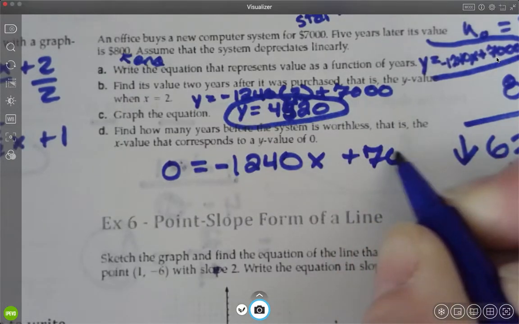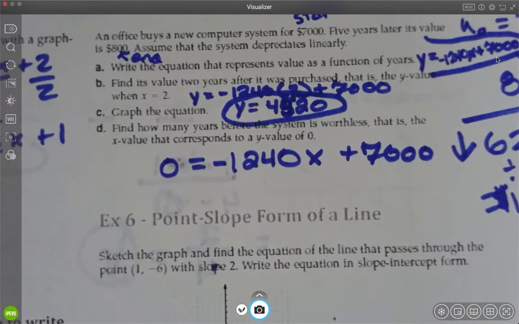Now, wouldn't it just be 6? Okay, so let's go over that again. Find how many years before the system is worthless. The y variable is telling us how much it's worth at any point in time, right? Normally I was plugging in for x and getting a number for y, and that tells me how much it's worth. But if it's worthless, then I have 0, and I'm plugging 0 in for y. Now I'm trying to solve for time, which is x. So I'm going to solve for the amount of time.